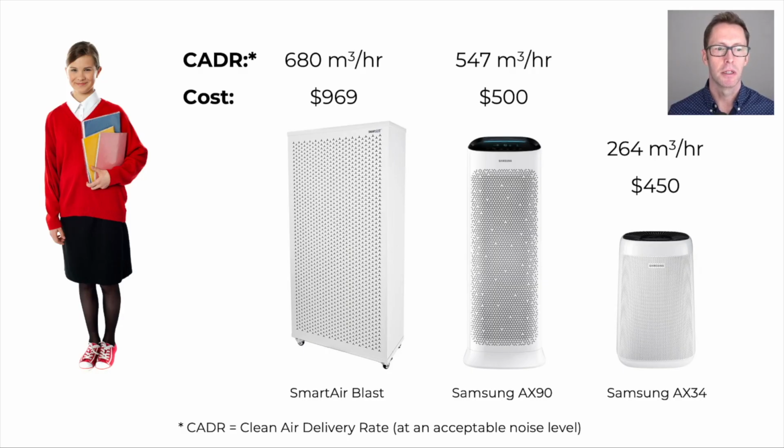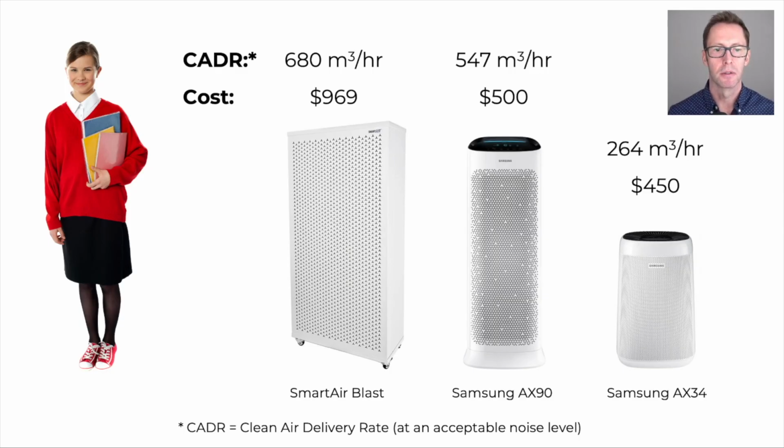The first is the clean air delivery rate, or often called CADR. And clean air delivery rate is usually measured in cubic meters per hour. And what it represents is the volume of air that this unit can clean and deliver back into a space on an hourly basis. And so a large HEPA filter like the Smart Air Blast can deliver a CADR of around 680 cubic meters per hour. A medium-sized unit like the Samsung AX90 is able to deliver around 550 cubic meters per hour.